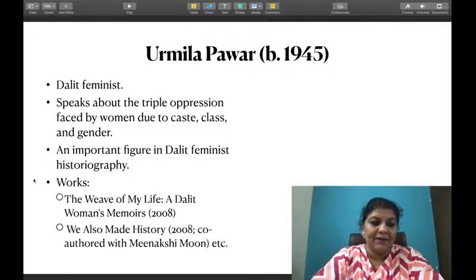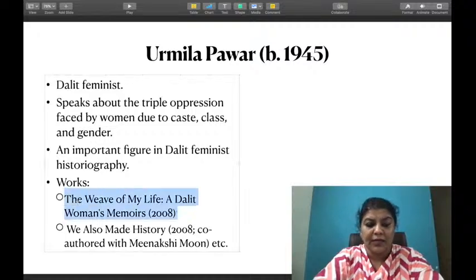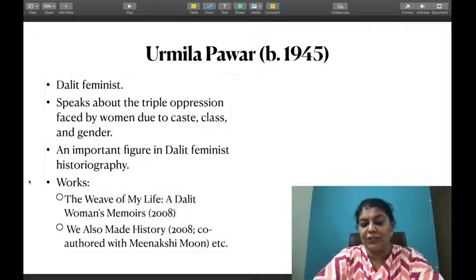And Urmila Pawar has written short stories. Aidan, or The Weave of My Life, is a very famous work. We Also Made History. These are important books by her, memoirs, I think. And she has also written short stories, etc. That is Urmila Pawar, an important figure who has talked about triple oppression.